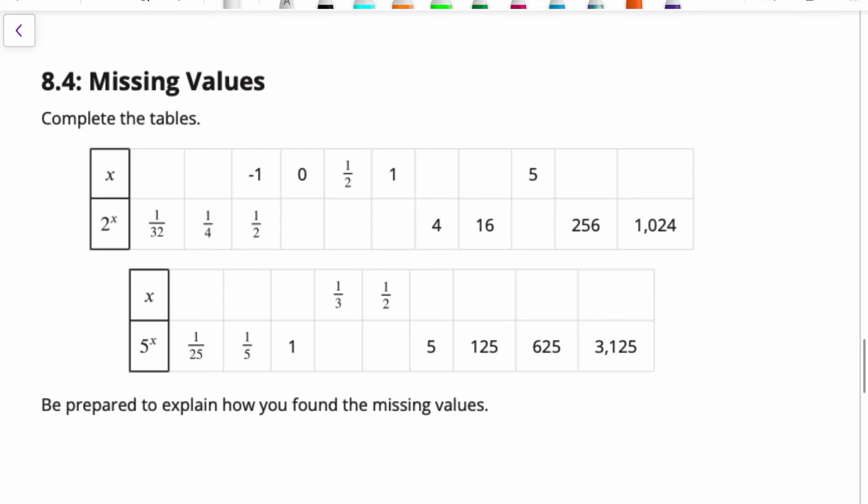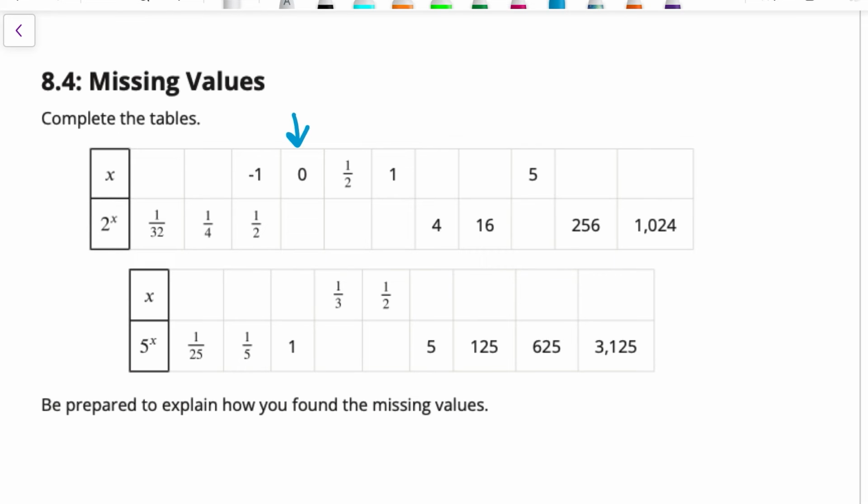So in 8.4, missing values, we're going to complete these tables using some of these methods that we were talking about. And so we're looking at figuring out, okay, well, how can we find these missing values? So in number 1, it might be easiest to find the starting value. So here's our initial value, it's going to be wherever x is 0.